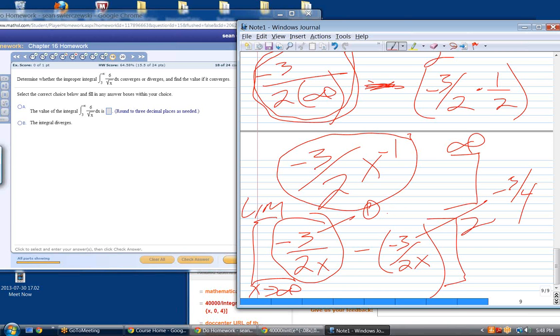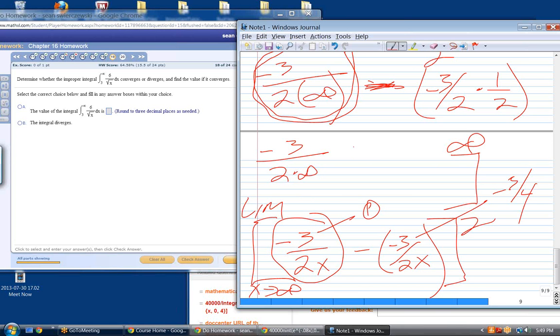When you're doing these improper integrals, an improper integral is any integral where one of the limits of integration is infinity. I find it easier to just substitute infinity rather than substituting x and then taking the limit as x goes to infinity. I just substitute infinity. So it really is the same as minus 3 over 2 times infinity minus a minus 3 over 2 times 2. So that's what we're looking at when we evaluate that thing from 2 to infinity.